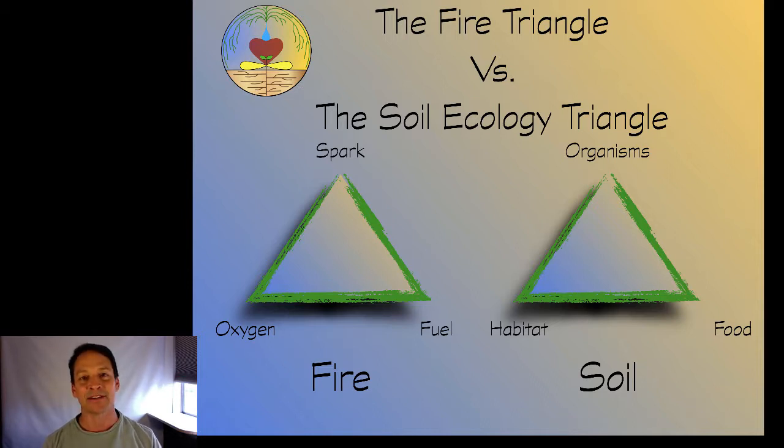So first off, let's look at what I'd like to call the soil ecology triangle. And I like to compare it to the fire triangle, where, in order to have fire, you need three things. You need to have a spark or some kind of ignition source, you need oxygen, and you need a fuel. You put all those things together, bam, you got fire. So the triangle for soils and soil ecology would be to have organisms, have a habitat, which also includes oxygen, and then also have some foods for them to live on.